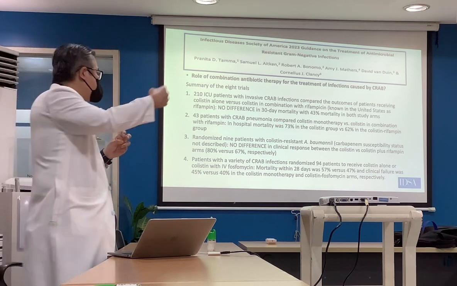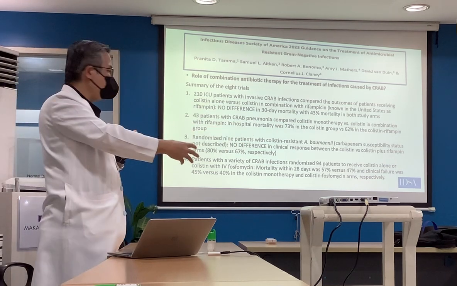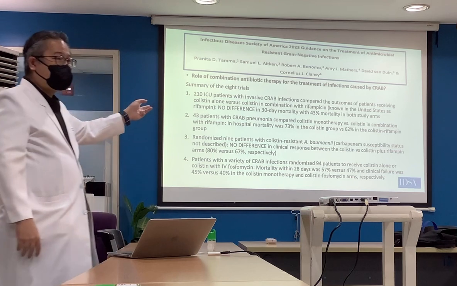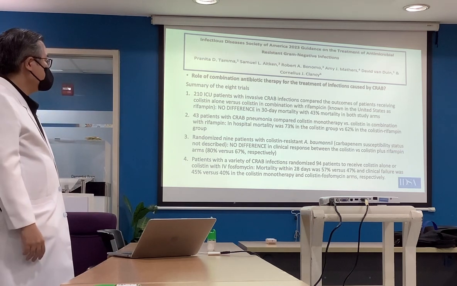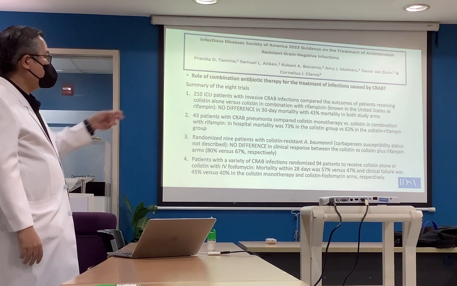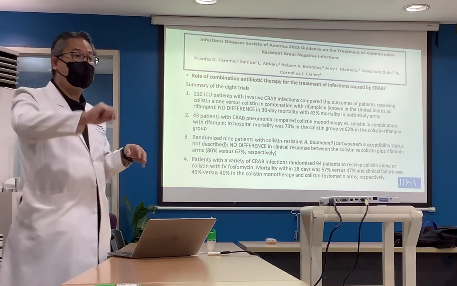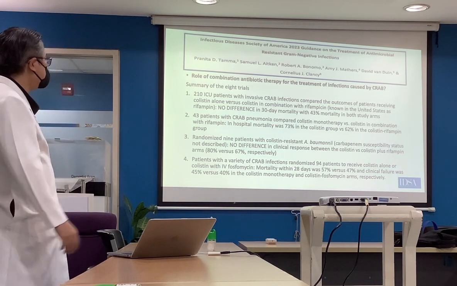Now the second one, 43 patients with CRAB pneumonia. Colistin monotherapy versus colistin plus rifampicin na naman. Hospital mortality, 73% in the colistin group, 62% in the colistin-rifampicin group. So that's not significant. So essentially the same.